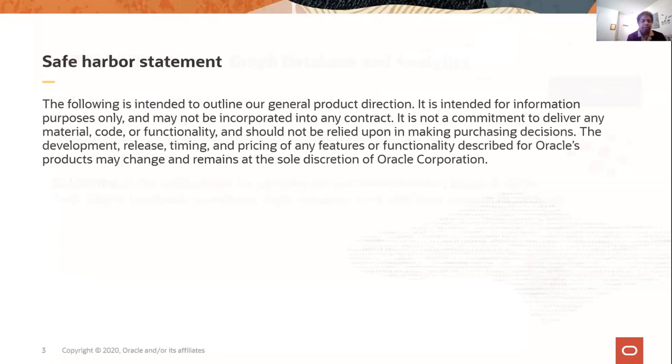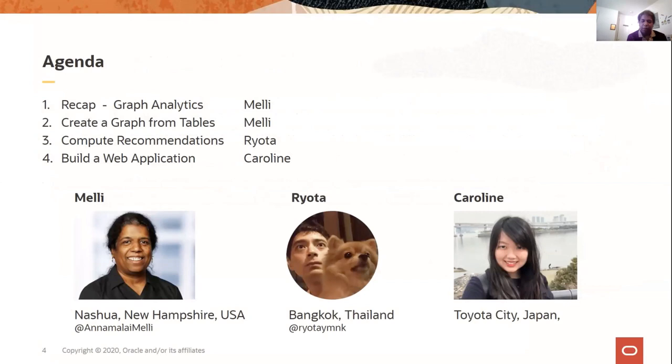Our standard safe harbor statement. So what we want to talk about today is the use of graph databases and graph analytics when building recommendation engines. So you might have attended some of our previous sessions. In case you haven't, I'll just do a quick recap of graph database and analytics features that are available with Oracle Database. And I'll talk briefly about creating a graph from data you have in database tables. And then I'll hand it over to Ryota and Caroline for the bulk of the presentation.